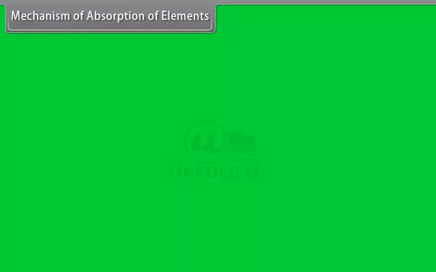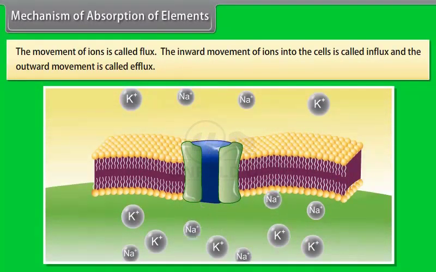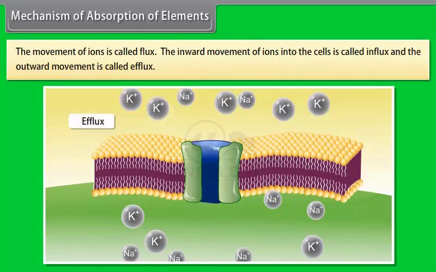Mechanism of absorption of elements. The movement of ions is called flux. The inward movement of ions into the cells is called influx, and the outward movement is called efflux.